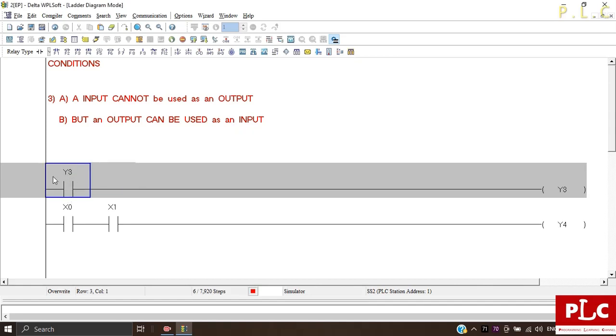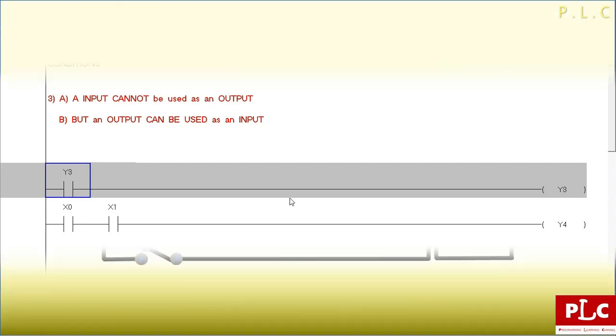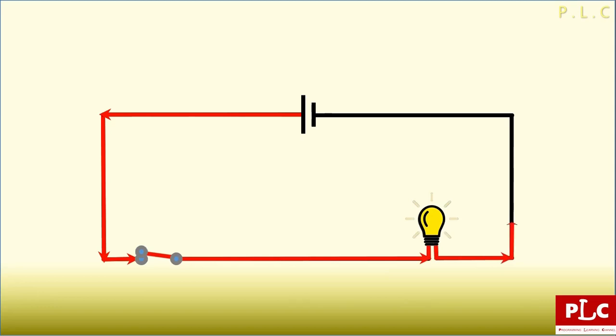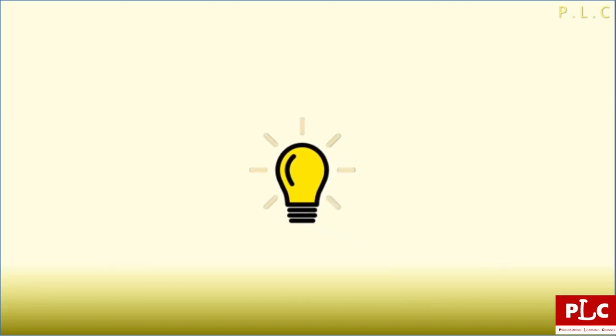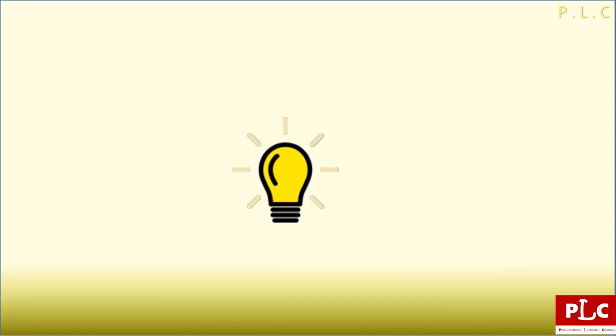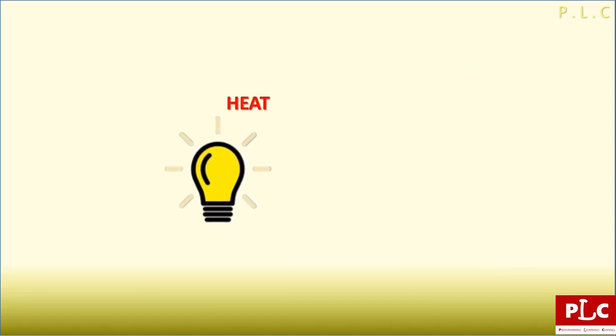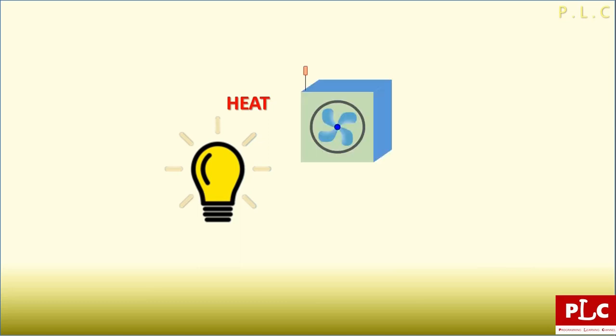So as you can see, the second half of the condition is verified, and to explain this, let's use the circuit. Here we have a bulb which is an output, and as we know, bulb produces both light and heat. Light is good, but the heat produced by the bulb is not good. So to avoid that, we may provide a cooling system which gets actuated when the bulb produces more heat.